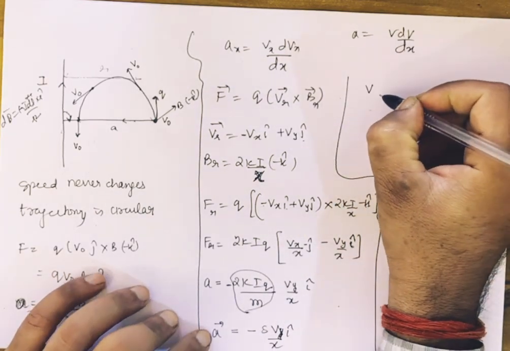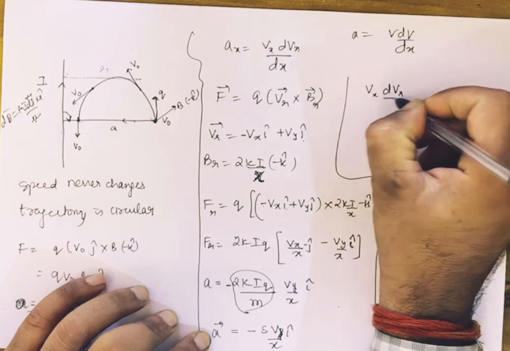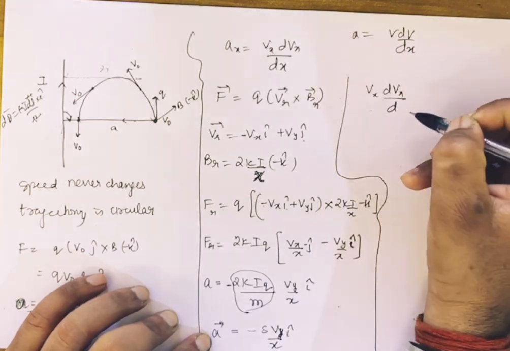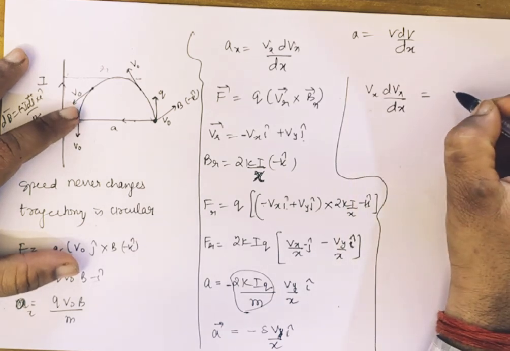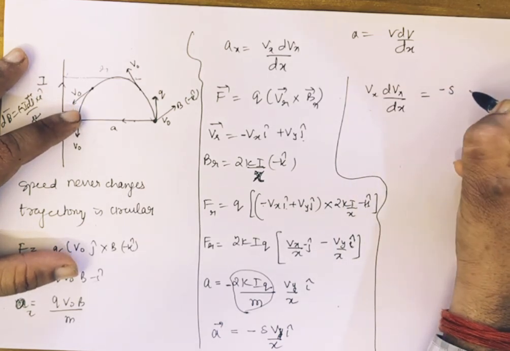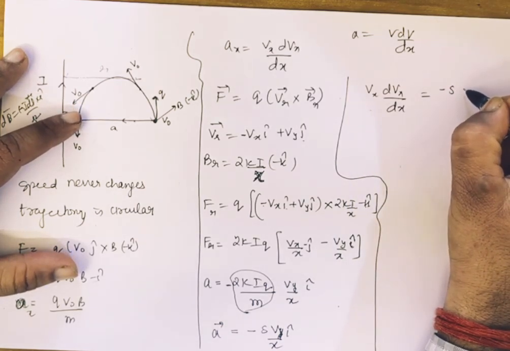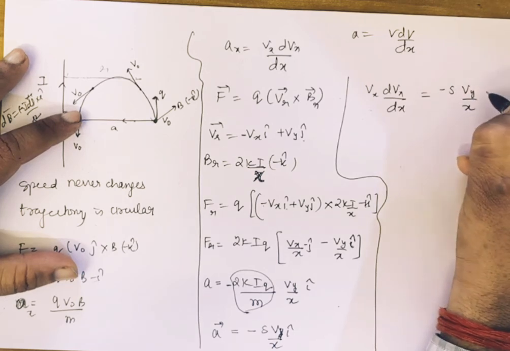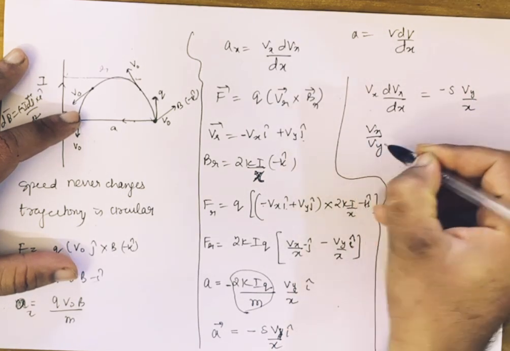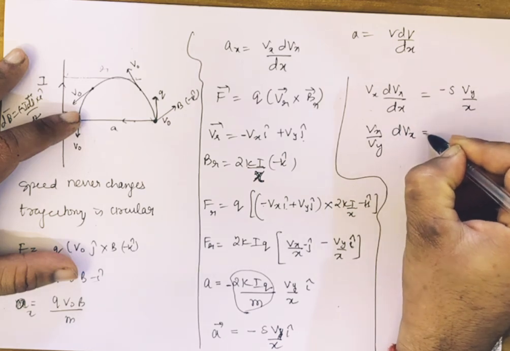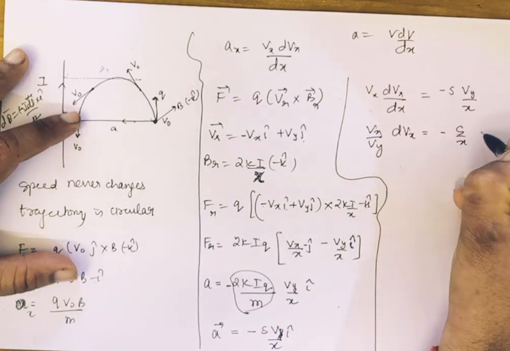So acceleration can be written as Vx dVx by dx is equal to minus s Vy by x. So I can write Vx upon Vy dVx is equal to minus s dx upon x.